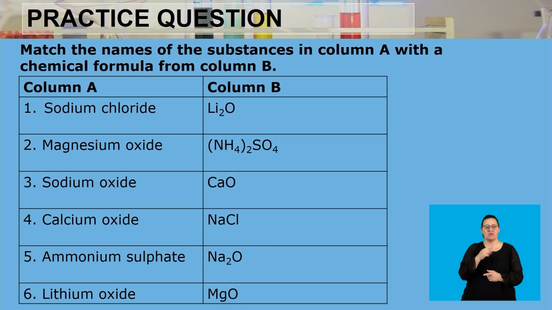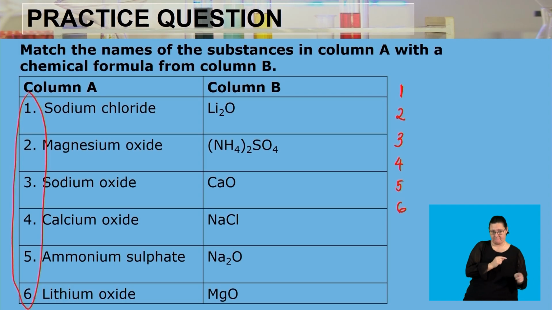For us to be able to answer this question nicely, we're just going to number on the side, 1, 2, 3, 4, 5, 6, so that we know. These numbers are according to the names. When you're referring to number 1, we're talking about our sodium chloride. So looking at column B, we're just going to quickly start with the obvious ones that we know. Then we can take it from there.